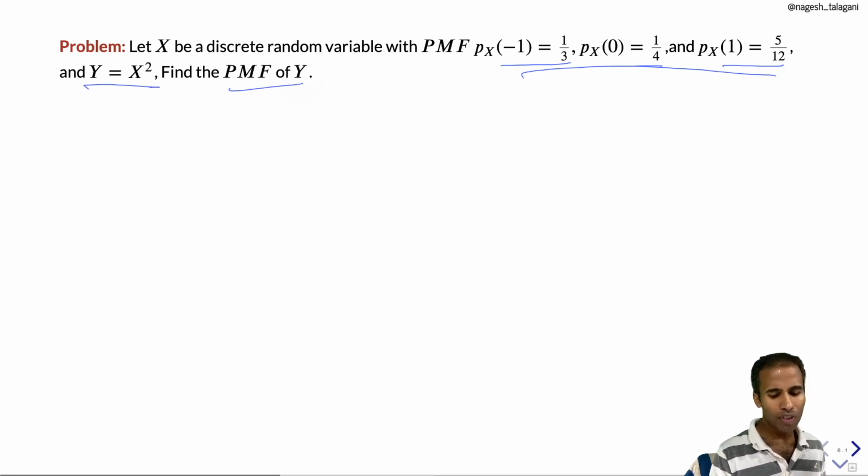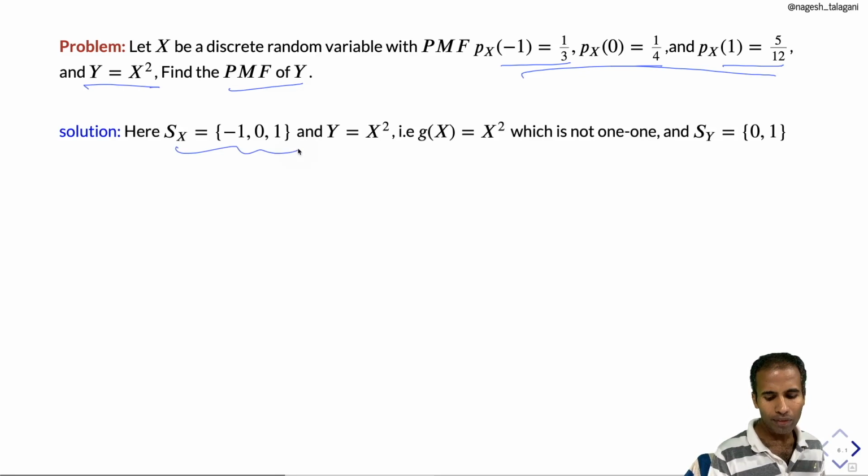Here, first of all, the support of X is -1, 0 and 1. And the transformation is Y equal to X square, that is g of x equal to x square, which is not going to be one-to-one. As you can see, minus 1 square and 1 square will be the same, so g is not one-to-one. And the support of Y, here Y will take the values 0 and 1.